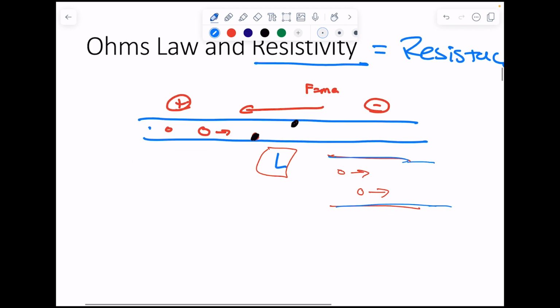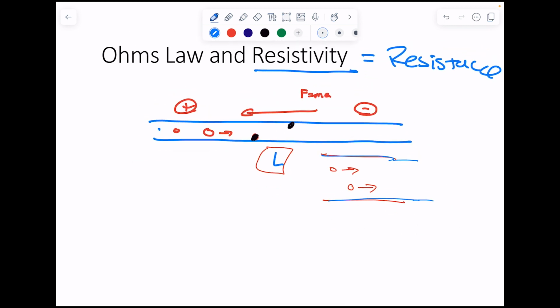All that said, there is just an equation. The resistance of a wire, or of anything, not just a wire, it could be Play-Doh, is equal to rho times L over A. This rho is the Greek letter rho, R-H-O.